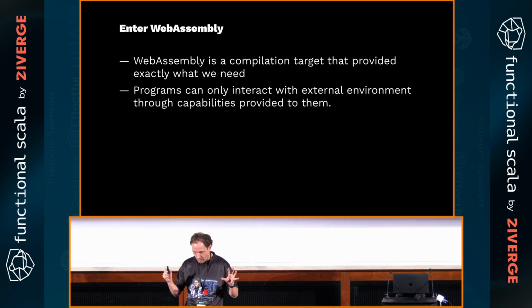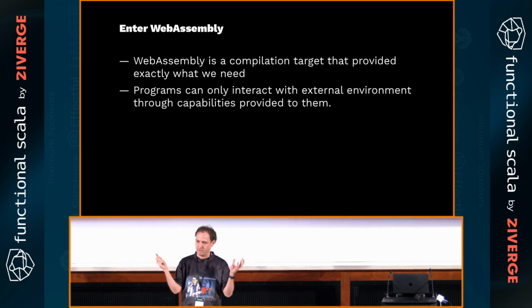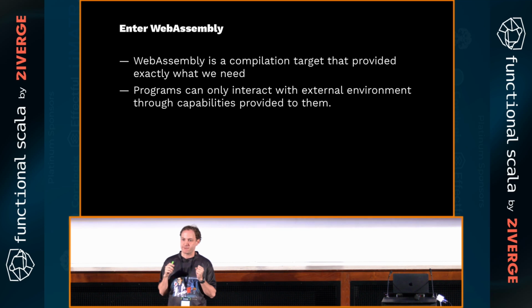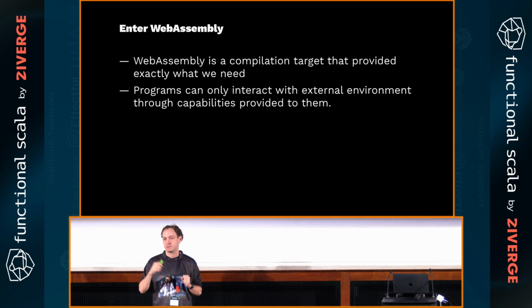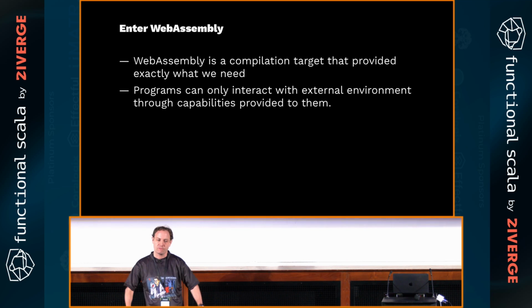So anything you want to do, basically, other than math or manipulating collections, has to come through this set of capabilities. So I want to print to the console. That's a capability that has to be provided to my program. I want to generate a random number. That's a capability that has to be provided to my program. I want to make an HTTP connection. I want to work with a socket. Those are all capabilities that have to be provided to my program.